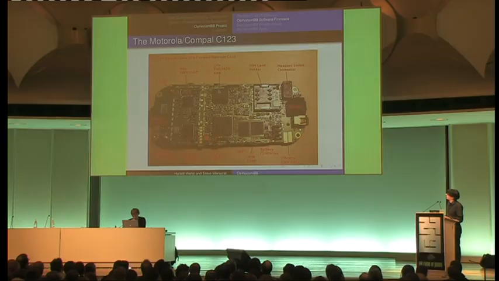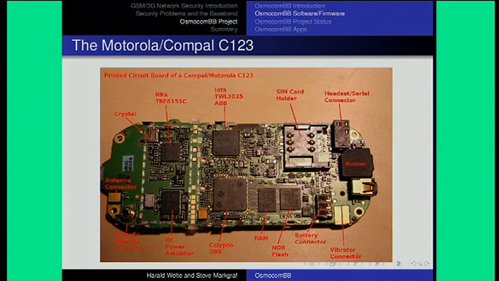This is the analog baseband chip over here. We have a SIM card socket. This is the transceiver chip, which up-converts from the baseband into the RF band and down-converts. This is the RF power amplifier, and left of it, the antenna switch module, and this is where the antenna connects to. You can also see a battery connector, a vibrator connector, a headset connector, a buzzer, and so on. This phone does not have a USB interface or anything like that.